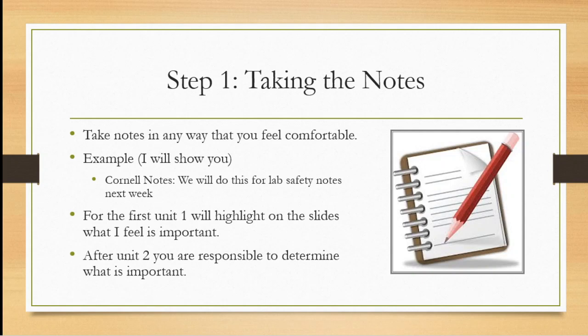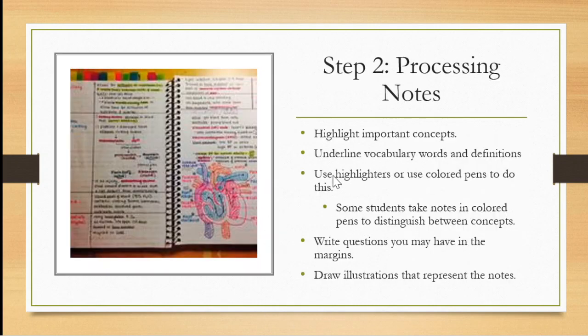I will highlight them in the slides, but as we get older, you will have to figure that out for yourself. So some people just write everything they see, and that's fine. And then for the first unit, like I said, unit 1, I will highlight on the side what I feel is important. And then after unit 2, you are responsible to determine what is important. So unit 1, I'll help you out a little bit, and then you'll go on your own. And you can always look at these videos, or I'll always have the slides that you can go back and look at. Okay?